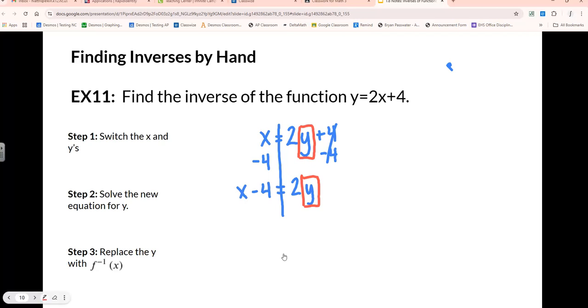So whenever I'm trying to get that y by itself, I got to get rid of that 2. What have I got to do to that 2? I'm going to divide it. So it's just like solving regular equations. The only difference is you're not getting a number as your answer. You're getting a new equation as your answer. And it is okay right here. Leave this stuff this way. X minus 4 over 2 equals y.